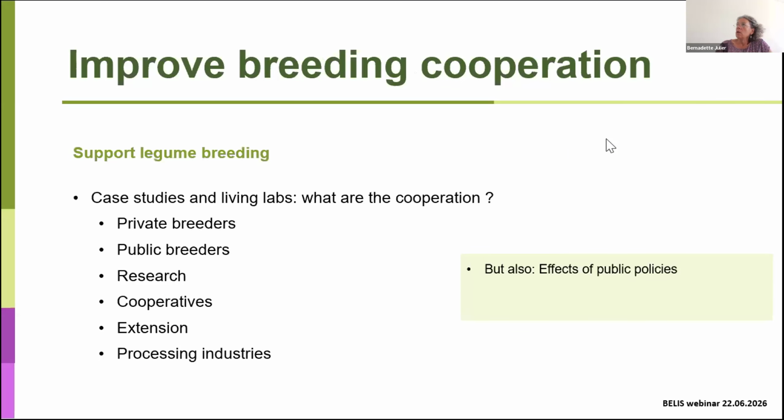And we are also improving breeding cooperation to support legume breeding that is invested. And so this topic is to analyze the cooperation that is possible at the moment among private breeders, public breeders, research, cooperatives, extension services, and processing industries where relevant. But we are also analyzing the effect of public policies on this cooperation.